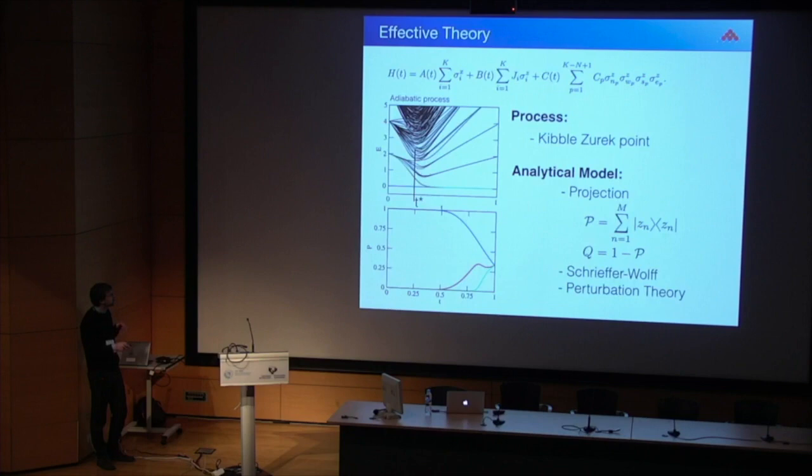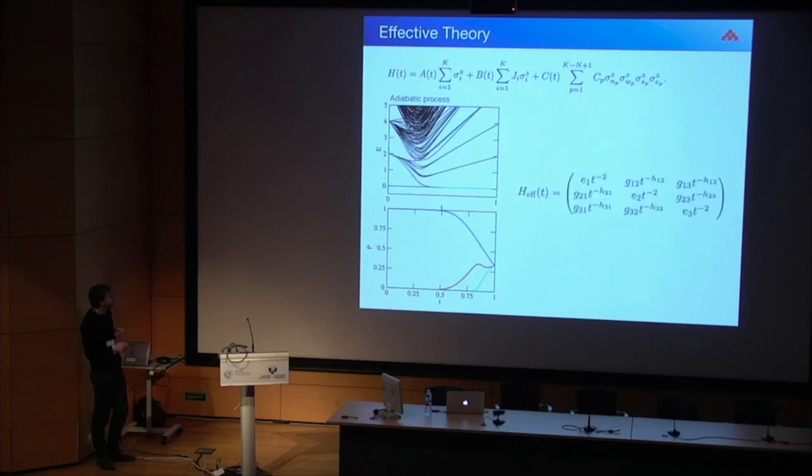Then there are some other analytical things to do. One has to project into the subspace, then do a so-called Schrieffer-Wolff transformation, and on top of this, a perturbation theory. But if we do all of this, then what we get out is really an effective model only for the states that are actually approaching the ground state. And this Hamiltonian is quite interesting, so I just want to show it to you.